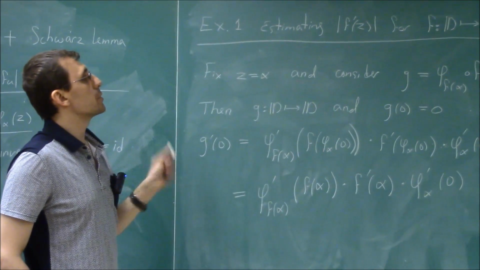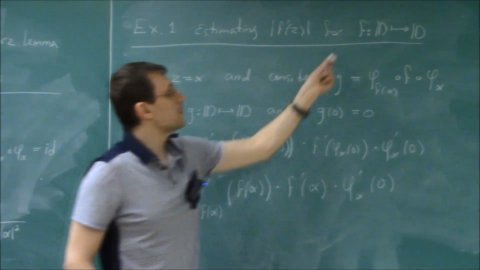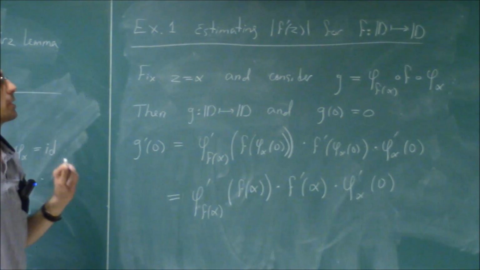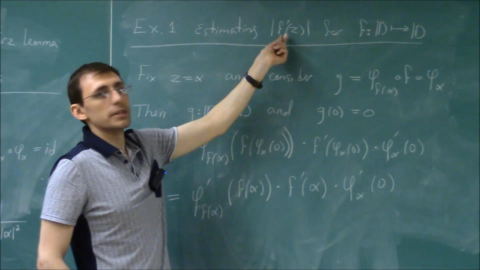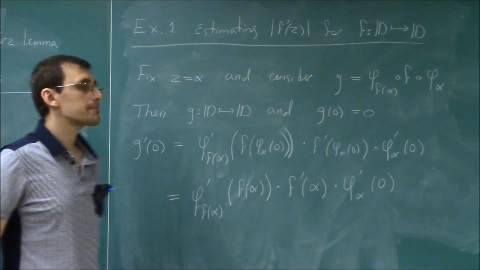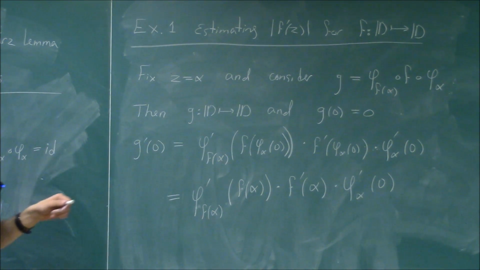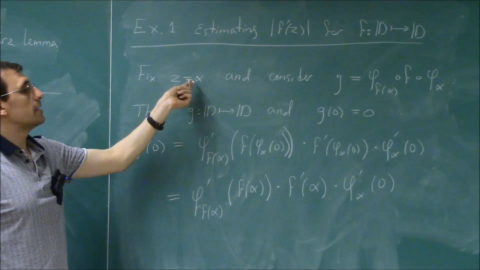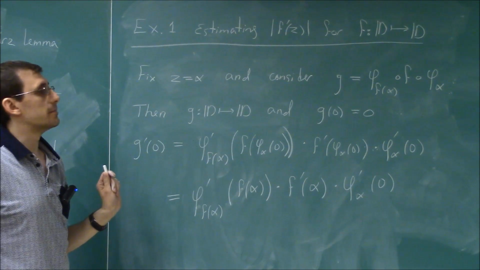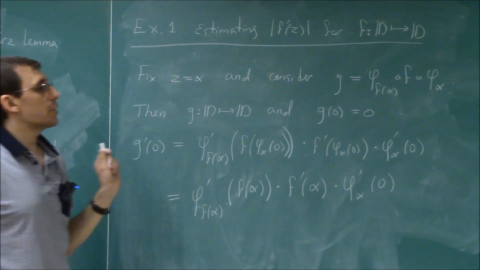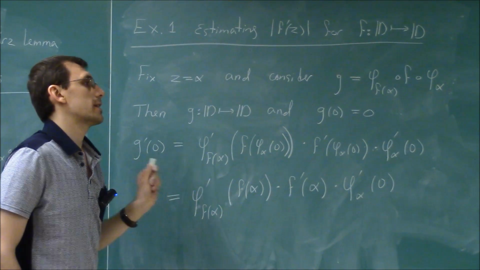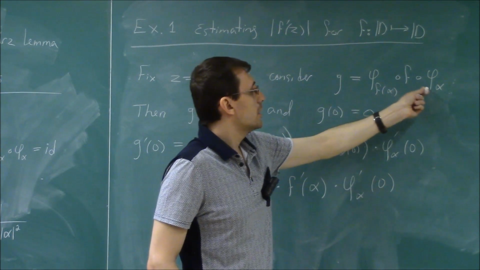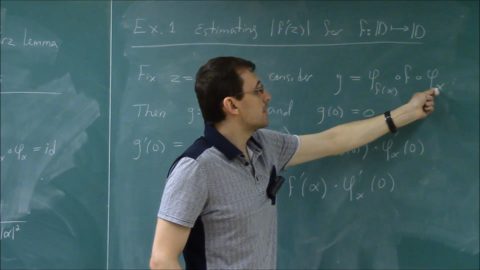So first example is, suppose we have a generic function f from D to D. We don't know what it does to the origin. And we want to estimate what could be the size of the derivative f prime of z. So we go as follows. First of all, we fix z equal to alpha. So we're going to estimate what's f prime of alpha. Now we don't know if f maps 0 to 0, so we can't directly apply Schwarz Lemma. But if I create a function g, which is the composition of f with phi of alpha, what's the result?